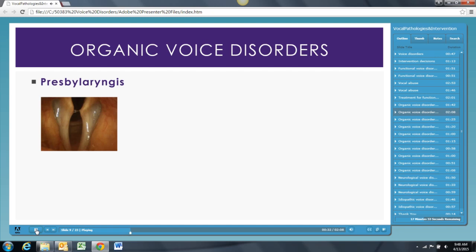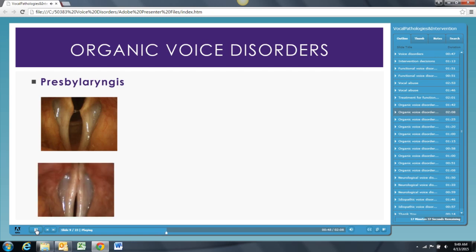Often this causes the vocal process to be very prominent, and you can see in this picture the vocal processes seem to be sticking out towards midline. They're really not. It's because the membranous vocal fold has atrophied and thinned out. When closed, the vocal folds that are bowed will result in an elliptical or slit closure pattern, as you can see in this bottom image.